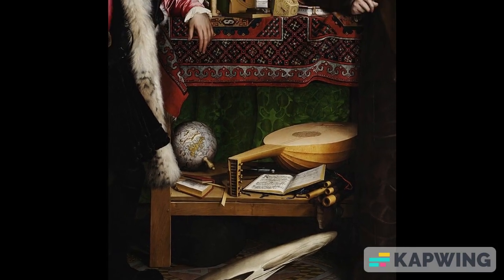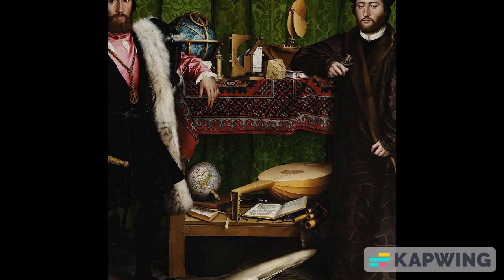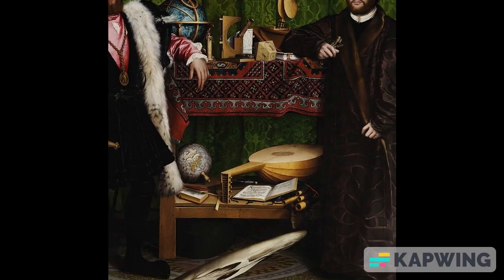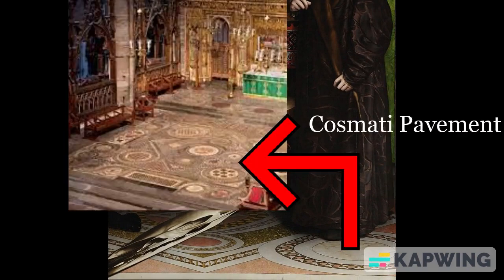All these objects tell us a lot about the discoveries and evolutions that happened during the Renaissance. The marble floor is a tiled mosaic, which was modeled after the so-called Cosmete pavement in Westminster Abbey.